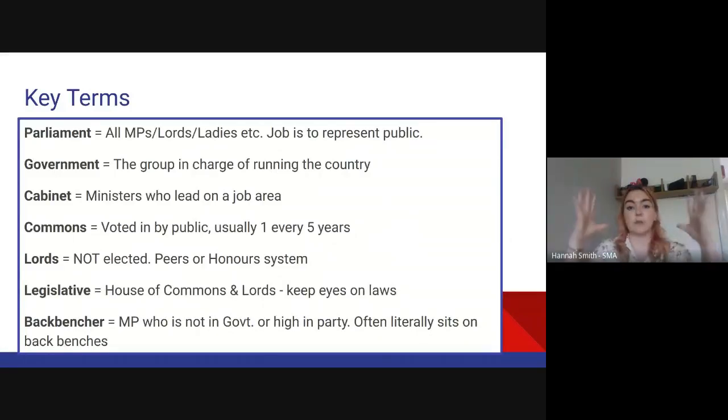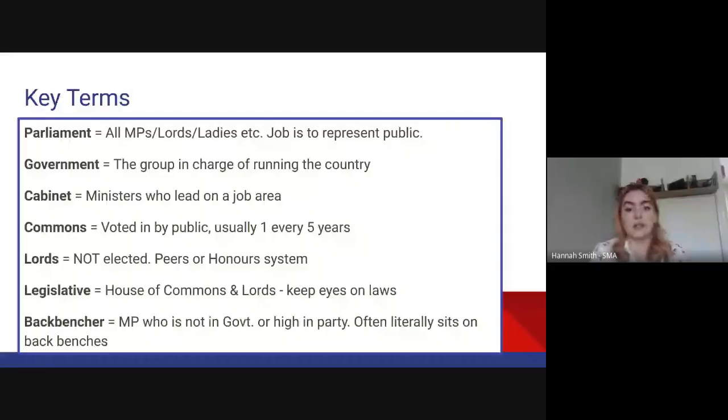Cabinet is even smaller. So those first three terms, you've got Parliament, Government, Cabinet. Cabinet are MPs who are appointed to a particular post, a particular job area to represent. You will often hear them called ministers, not in the religious sense, but cabinet ministers, Secretary of State, and cabinet secretary as well. They meet once a week with Boris Johnson, and there's about 20 of them usually.